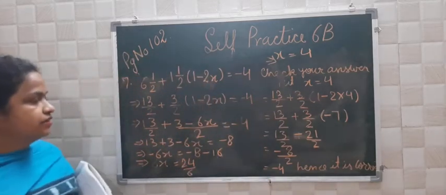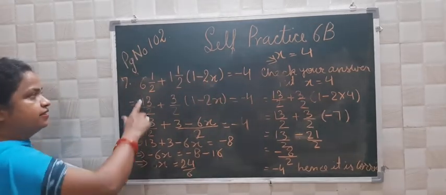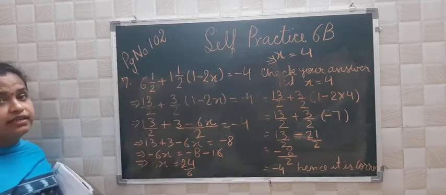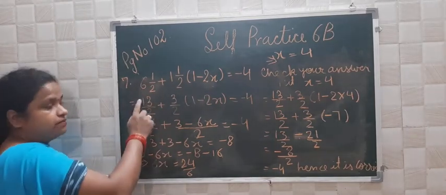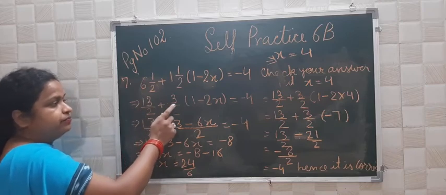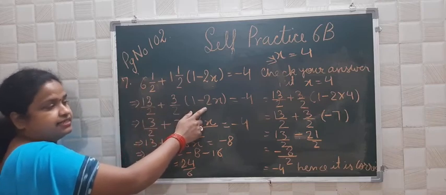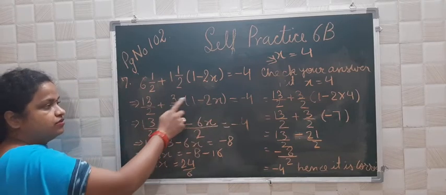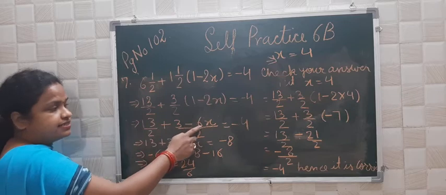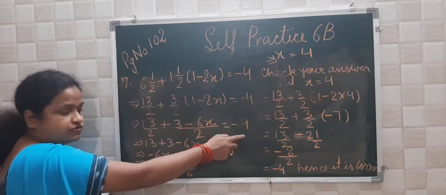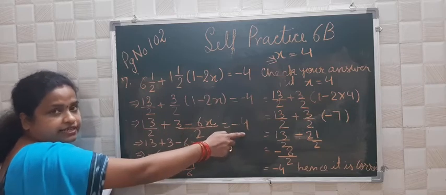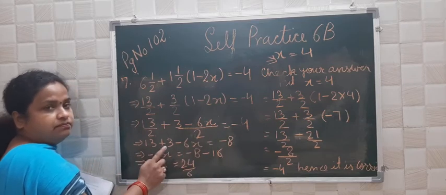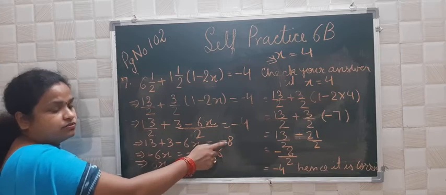Okay. Now see here, once more I am telling: 6 1/2 plus 1/2 (1 minus 2x) is equal to minus 4. So this will become 13/2 plus 3/2 (1 minus 2x) is equal to minus 4. So 13/2 plus, multiplying inside, (3 minus 6x)/2 is equal to minus 4. This 2 will be multiplied here, so it will become 4 2s are 8, minus 8. So 13 plus 3 minus 6x is equal to minus 8.